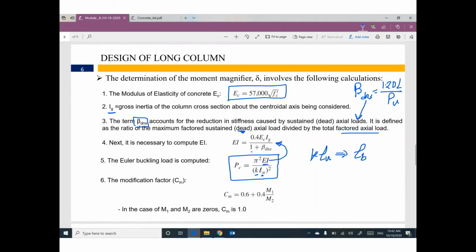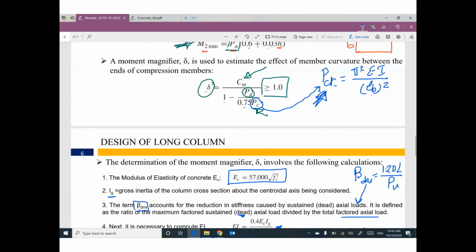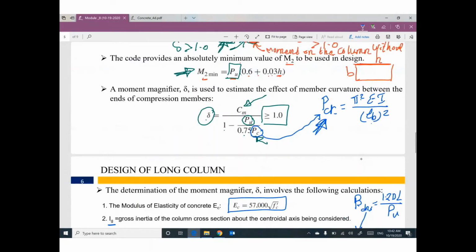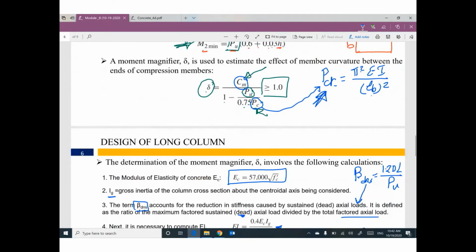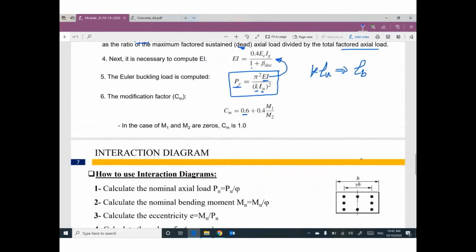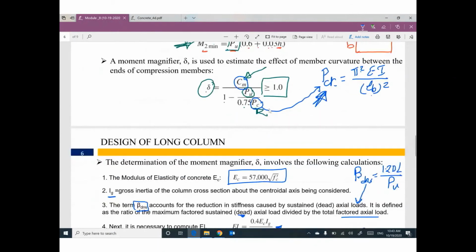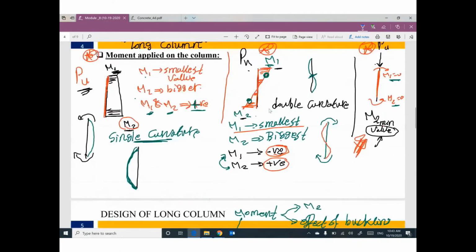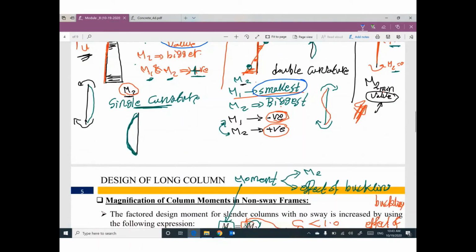Once you figure out the value of P critical, I am done with this denominator. I'm still looking for Cm. Your value of Cm will be 0.6 plus 0.4 M1 divided by M2. Guys, don't forget, M1 is the smallest value. M2 is the biggest value.